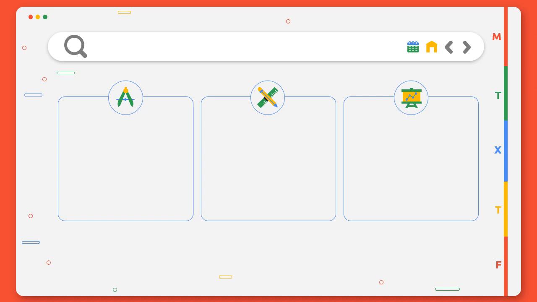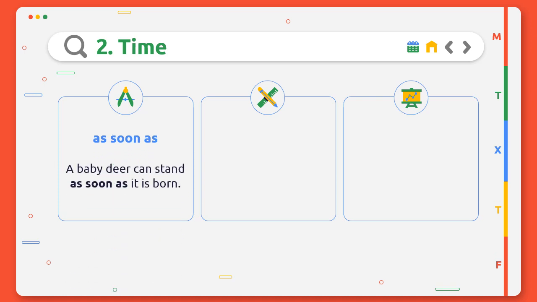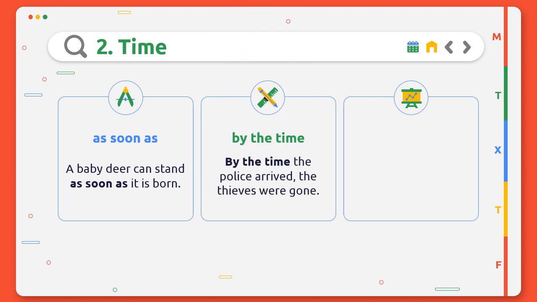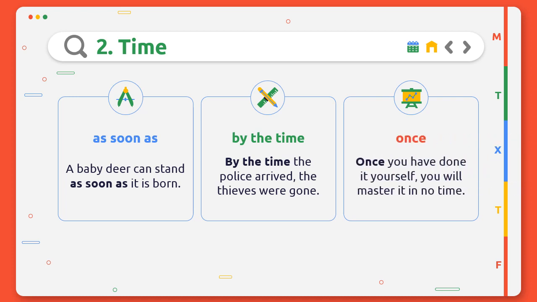Subordinating conjunction is also used to indicate time. Among the most common subordinating conjunctions of time are as follows. As soon as. A baby deer can stand as soon as it is born. Next is the subordinating conjunction by the time. For instance, by the time the police arrived, the thieves were gone. The final one is the subordinating conjunction once. Once you have done it yourself, you will master it in no time.